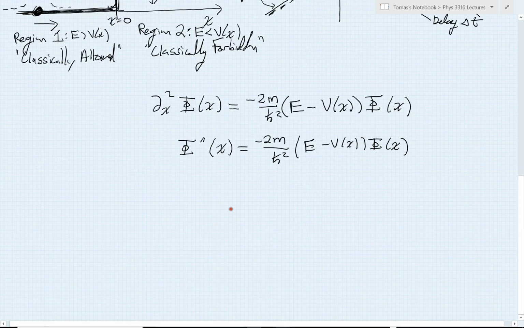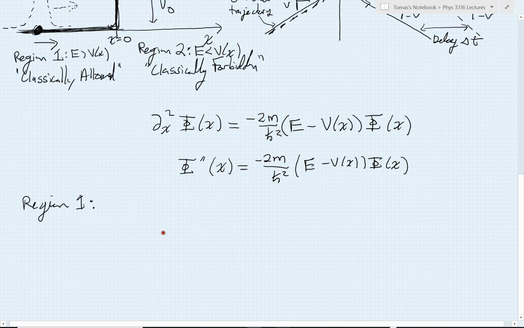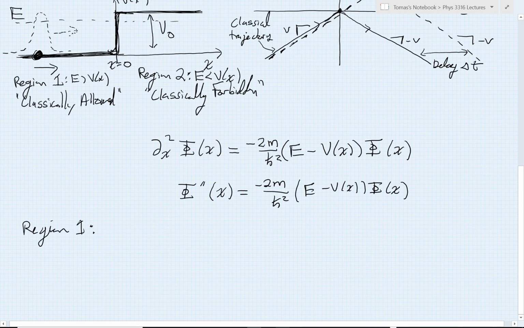So let's begin then with region 1. So in region 1, we have this equation that we've just written down. And one of the nice things about region 1 is that it is a classically allowed region. So I'll just note that. So first I will make a series of statements that apply in general to any classically allowed region. And then we will get to the specifics of what applies for us in this particular example.